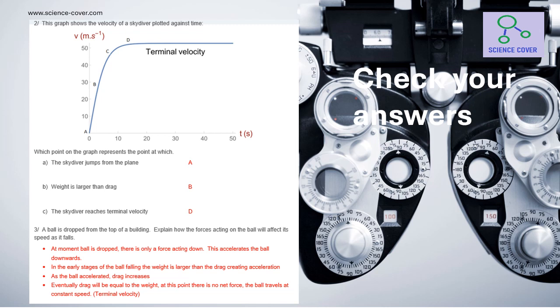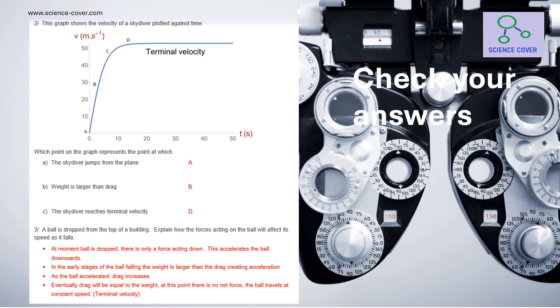This graph shows the velocity of a skydiver plotted against time. Which point on the graph represents the point at which the skydiver jumps from the plane? That's represented by A. The weight is larger than the drag. That's represented by B. The skydiver reaches terminal velocity. That's represented by D.